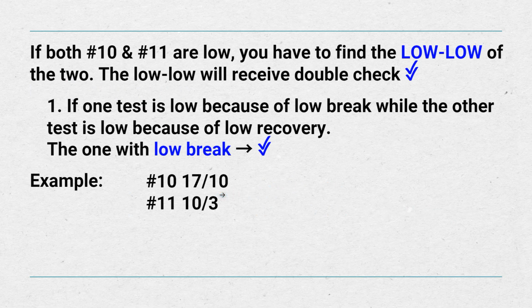And then we have here, for instance, if both number 10 and number 11 are low, you have to find the low of the two. The low will receive the double check. Naa tay tulo ka rules ani. For the first rule, if one test is low because of low break, while the other test is low because of low recovery, the one with low break, you will double check it. Okay? So naa tay example nga rin.